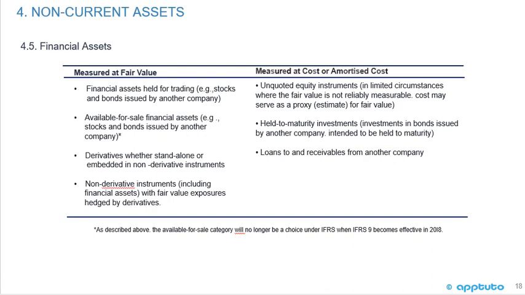Financial assets that are measured at cost or amortized cost are unquoted equity instruments, so there's no quoted price. Held to maturity investments, those are bonds issued by another company and they're intended to be held to maturity. As I mentioned in a previous LOS, these are held on the balance sheet at cost and amortized cost if they were bought at a discount or a premium. And loans to and receivables from another company are also held at cost or amortized cost.